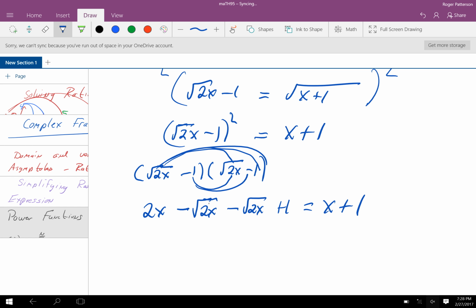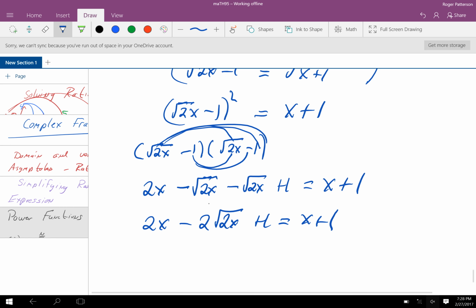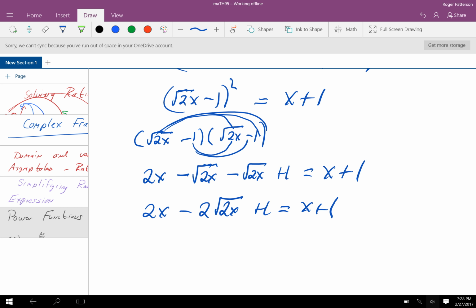Do the square roots cancel? Nah, because they're minus and a minus. No, but they basically have an invisible 1 up above them, right? Correct. It's like 2x minus 2 square roots of 2x. Correct. Plus 1. Yep. x plus 1, and then you just move the x plus 1 over.